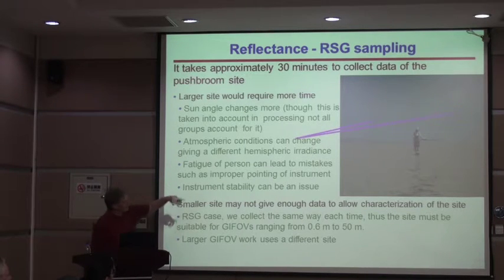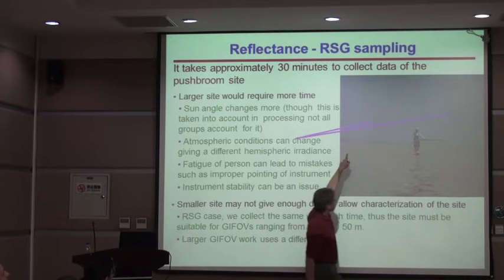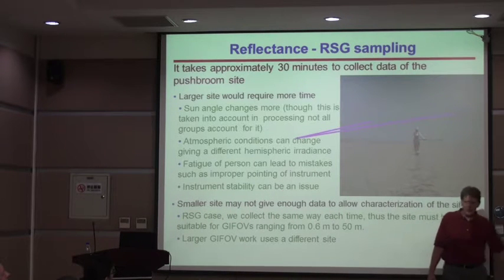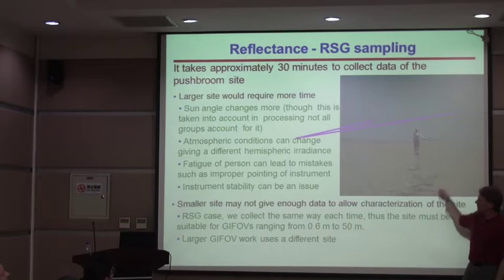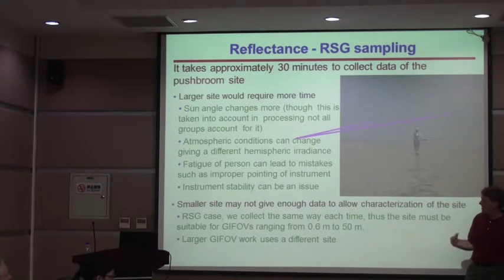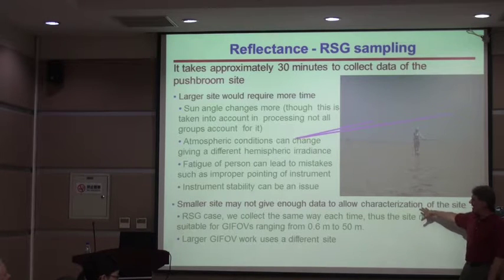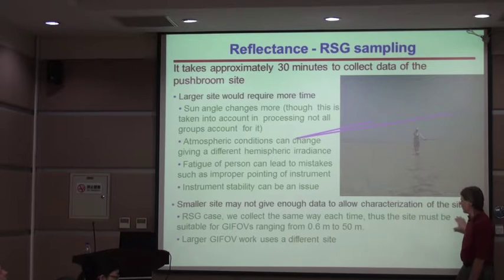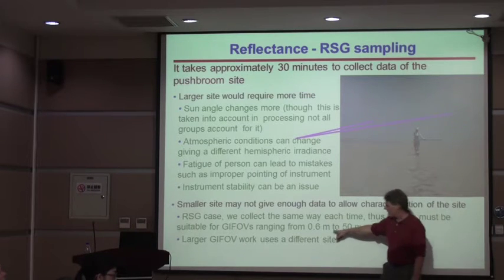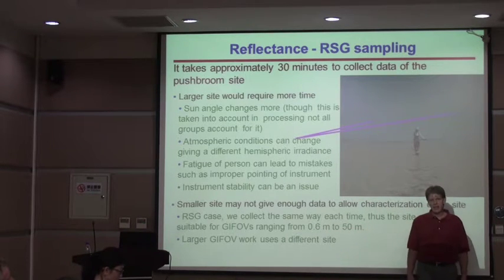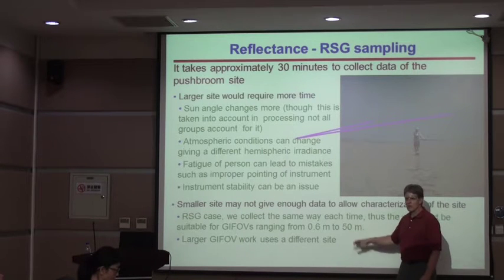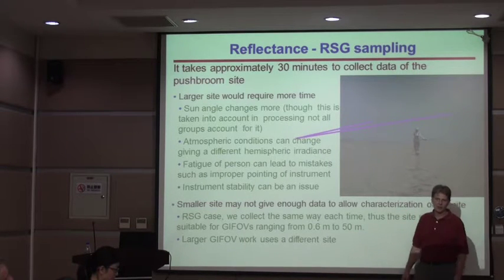What shows up on the screen is there's a few clouds that Martin pointed out in one of the other images. But you have atmospheric conditions that change, sun angle changes, and that depends on season. The smaller the site, you may not be able to get enough data to characterize the site in some cases. If we do it the same way every time, then what's nice is we can cover anything from 0.6 to 50 meters. If you want to do a larger footprint than a 50-meter system, then you need to sample differently.